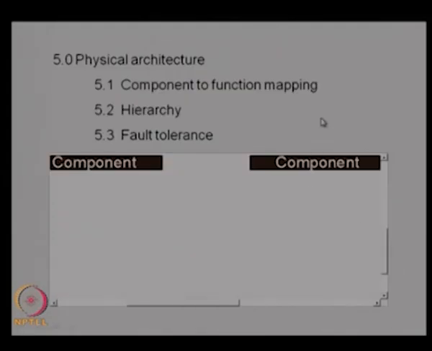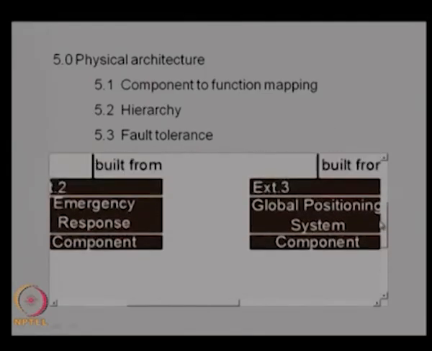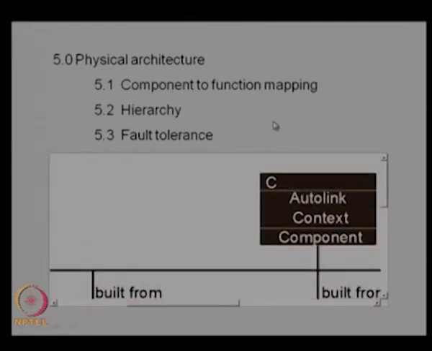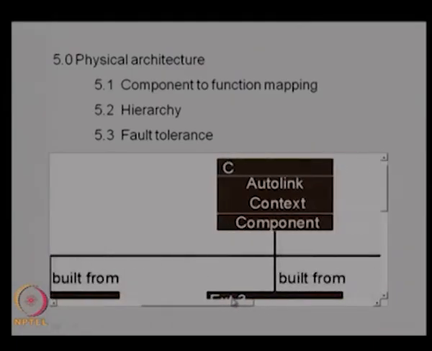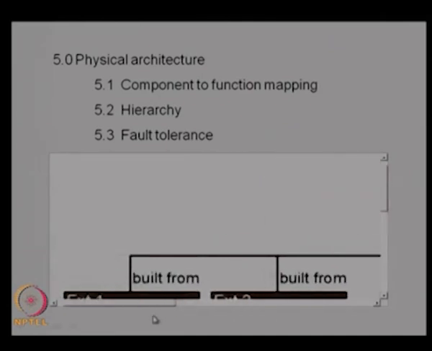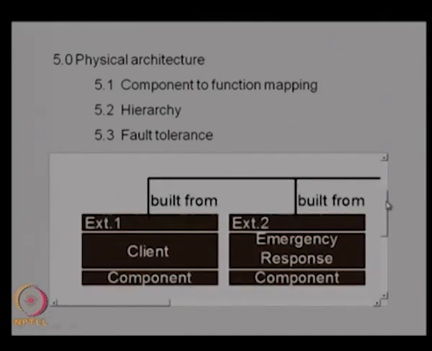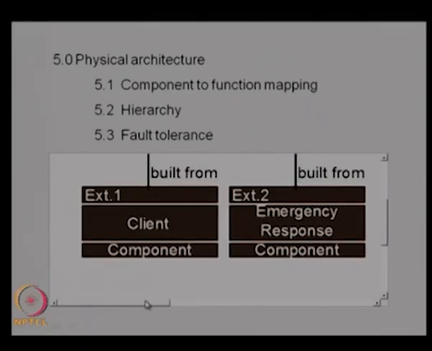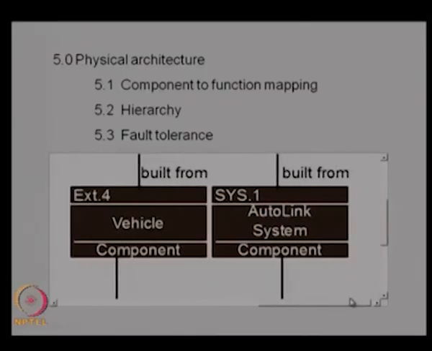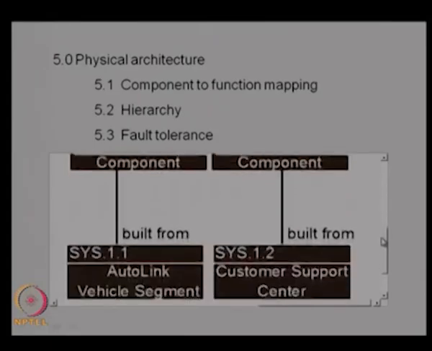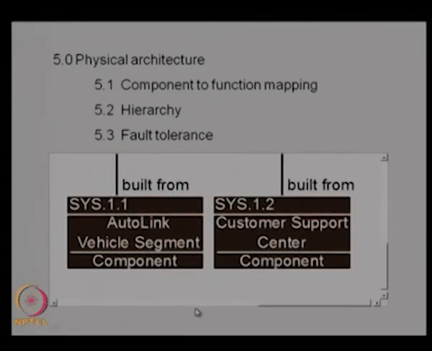And once you have this functional architecture, we can go for the physical architecture. Basically, we convert the functional diagram to a generic physical architecture. If we identify the components for various functions, you can see here, this is the main component. The main component is the Autolink system, and then we have the sub components like the client, then the emergency response component, then the global positioning system component, the vehicle, as well as the Autolink system component. And then this Autolink system component is built from the customer support center, then the Autolink vehicle segment.